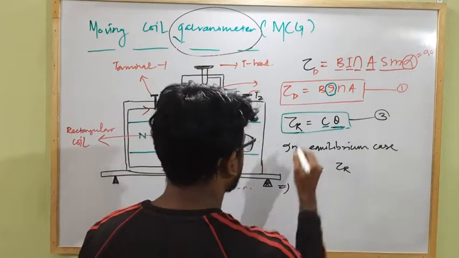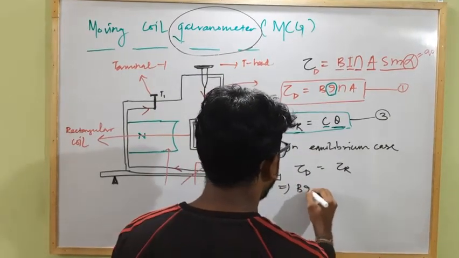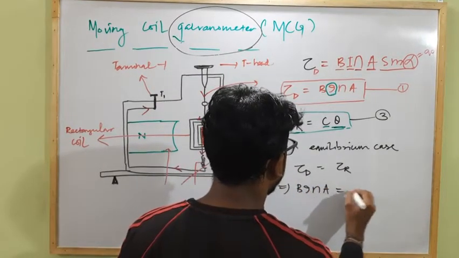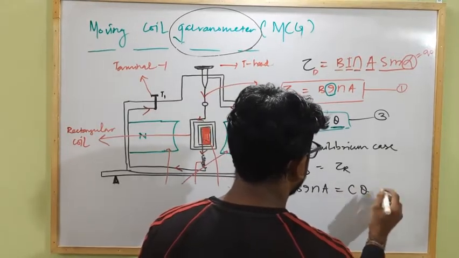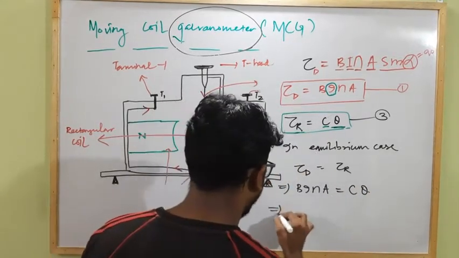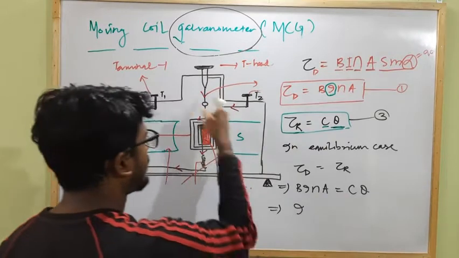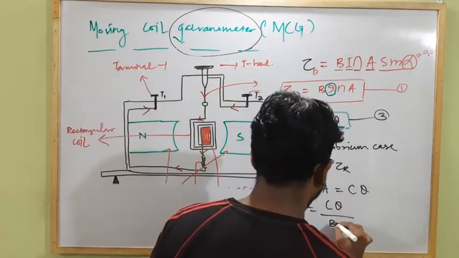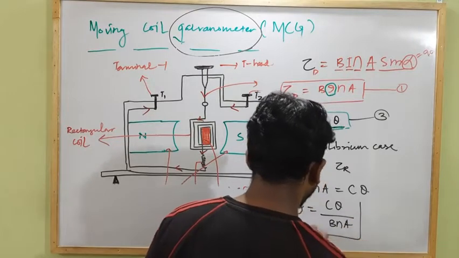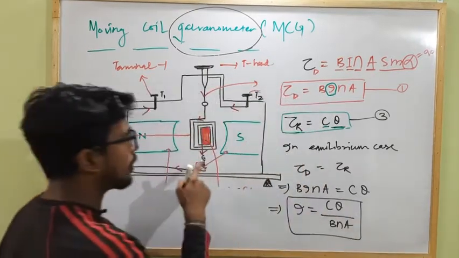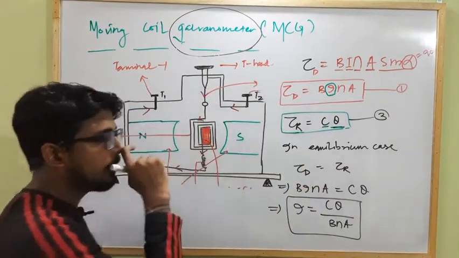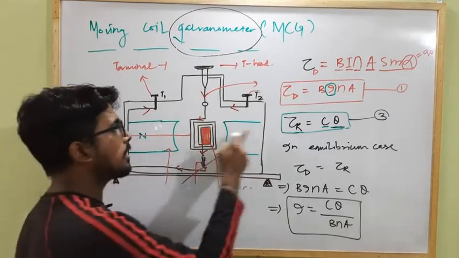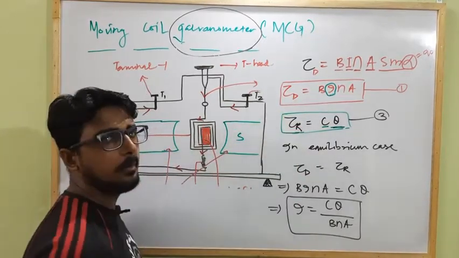So this implies the deflecting torque, BINA, will be equal to the restoring torque, that is C theta. From this we can calculate the current flowing through the galvanometer at that time: I equals C theta divided by BNA. So this is the amount of current flowing through the galvanometer when the rectangular loop is in equilibrium. That means the net restoring torque will be equal to the net deflecting torque.